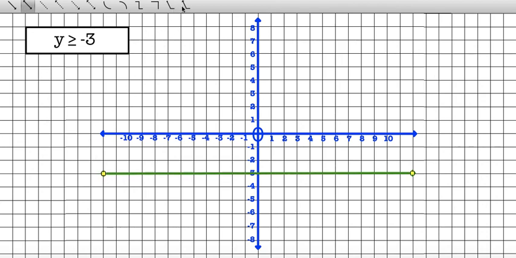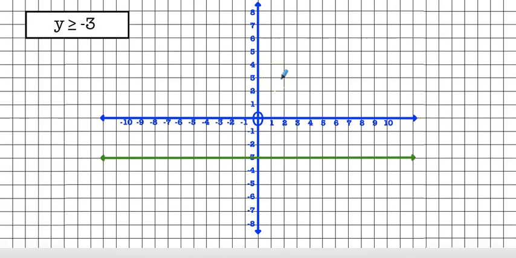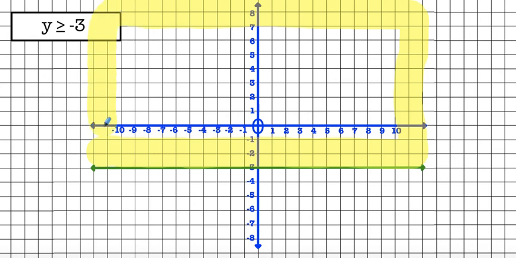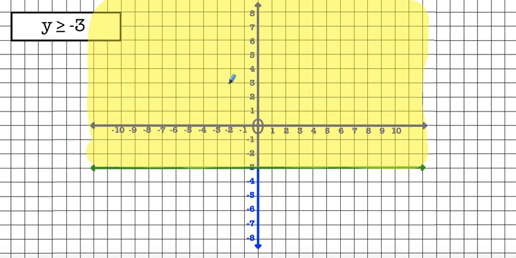And because it's greater than or equal to, all the numbers that are greater than or equal to -3 are above this line. And we could tell by looking at our y-axis. So we're going to shade everything above this line. And that's it for this example.